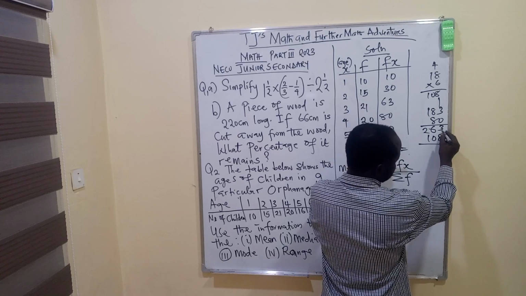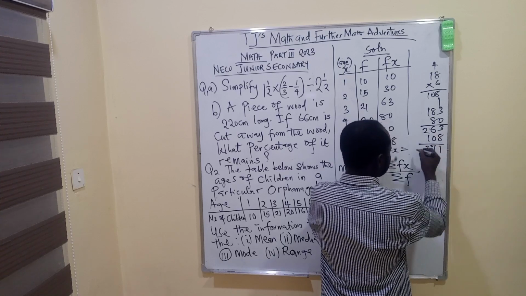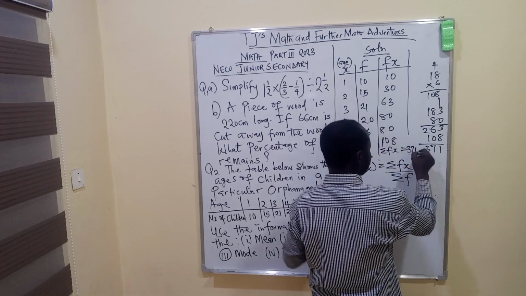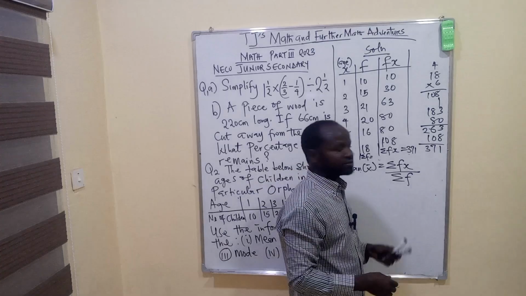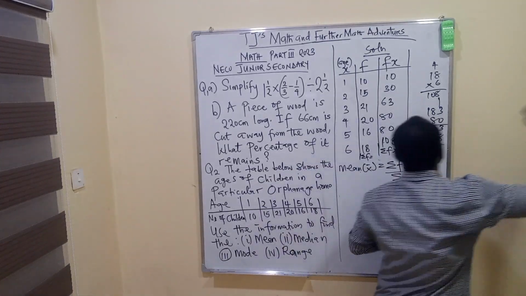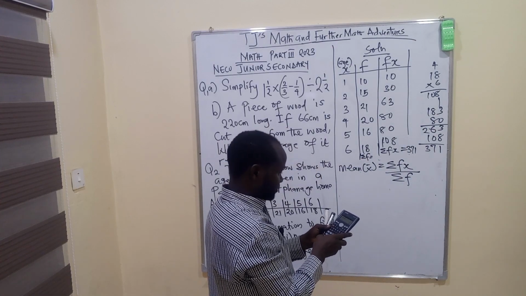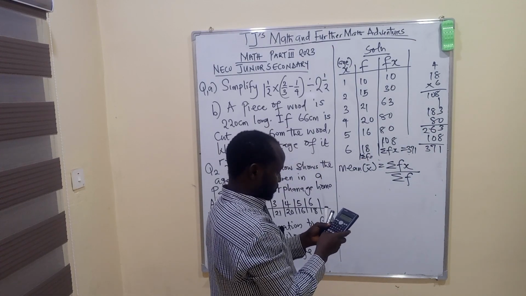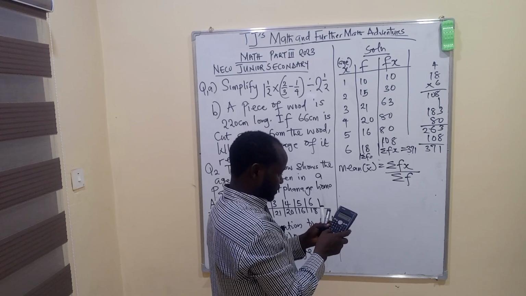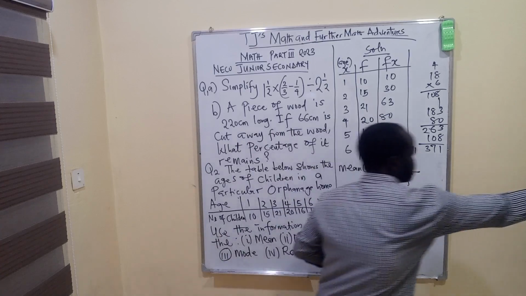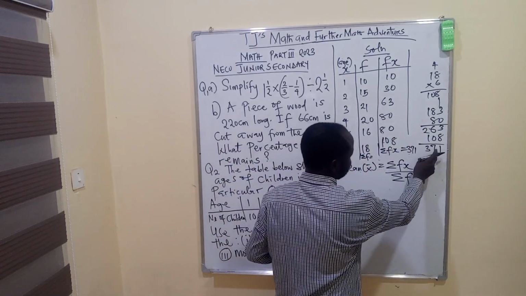We add this, that's 11, 1 carry 1 plus 1, 6 now, that's 7, 3. That's 371. So summation fx is 371. Let's use our calculator to verify. That will be 10 plus 30 plus 63 plus 80 plus 80 plus 108. The answer is correct. That's 371. So this is summation fx.